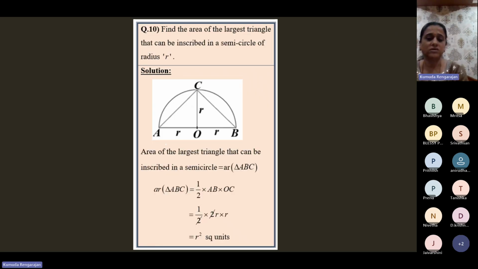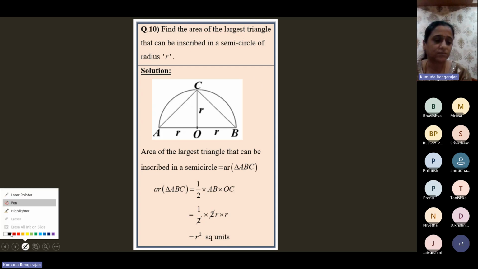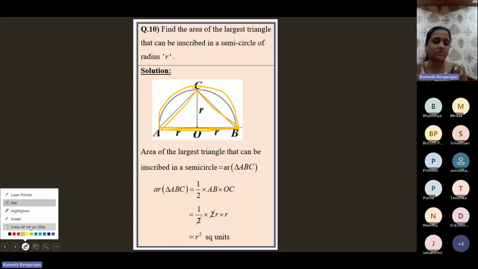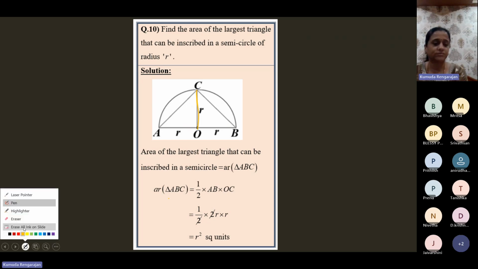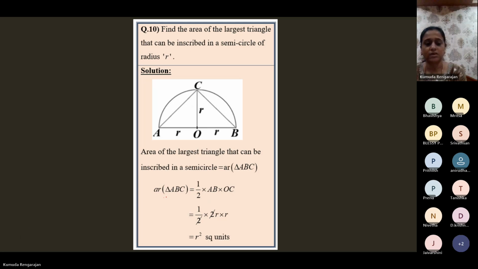So see here, this is the largest triangle that can be inscribed in a semicircle. This is the semicircle, and this is the largest triangle in the semicircle. What will be the base? The base is 2r, the diameter, and the altitude is r. The area of triangle ABC is equal to half into base AB into altitude OC.